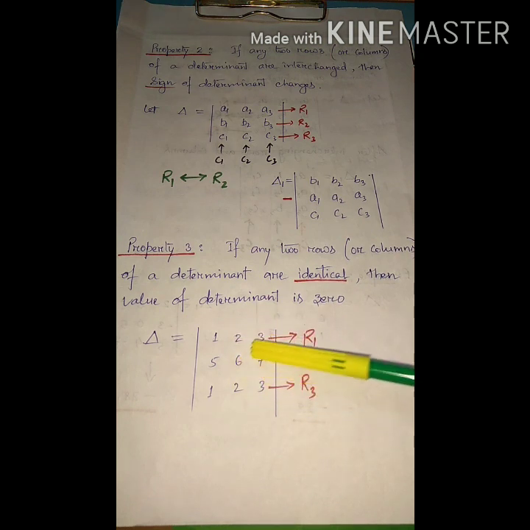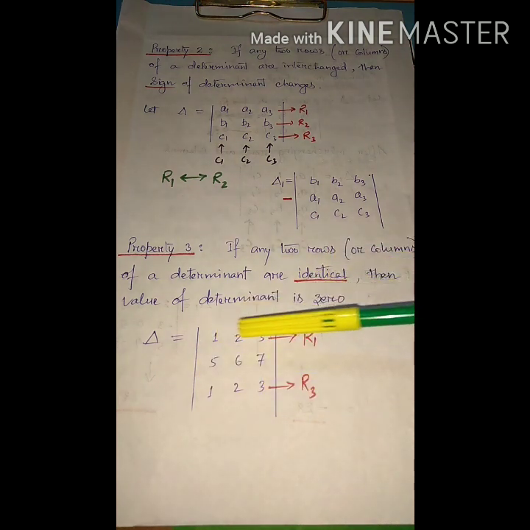Without evaluating, we can say the value of this result is what? 0. Is it clear? So your task is what? You have to evaluate this determinant and let's see what you get here. So according to the property, 1 2 3 the first row, 1 2 3 the third row. So two rows are same, so these two are identical. So what we can say, the value of this determinant is what? 0. Is it clear? Okay.